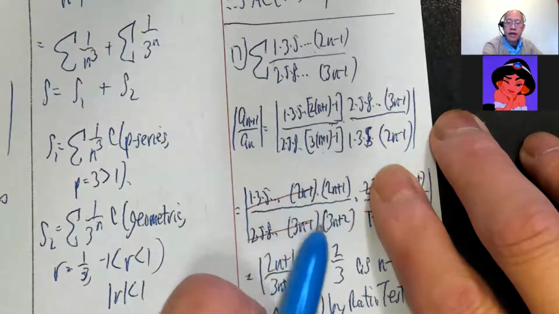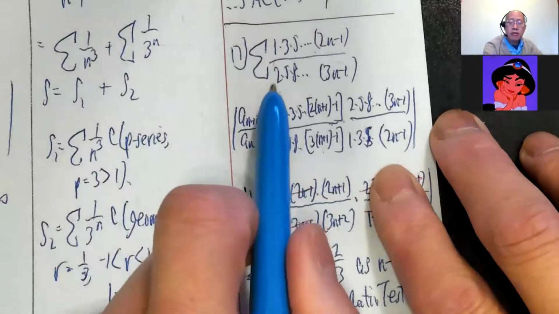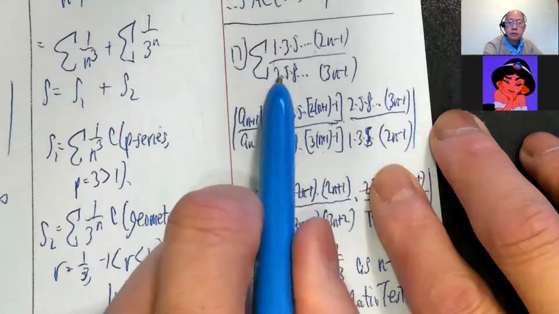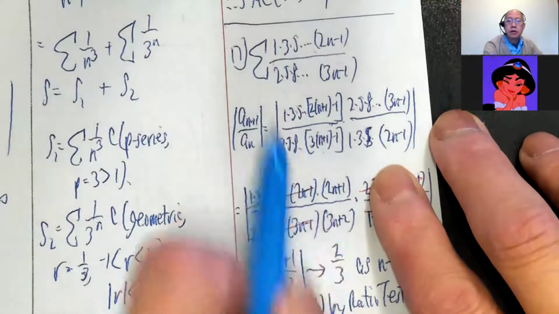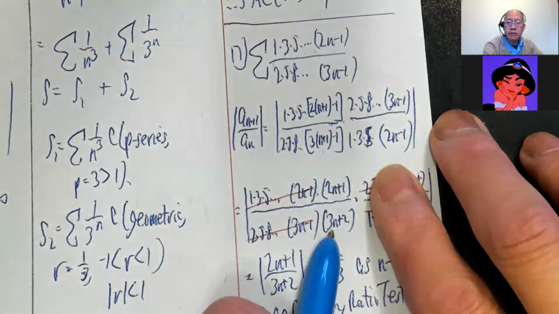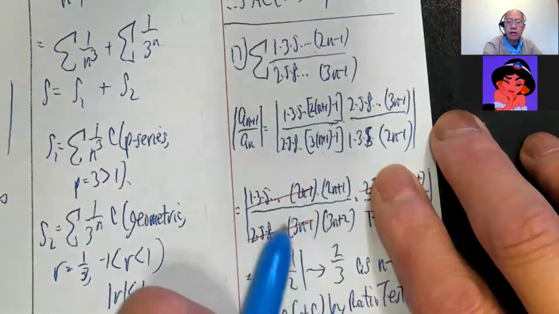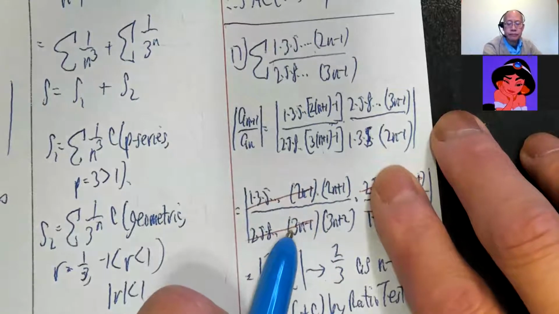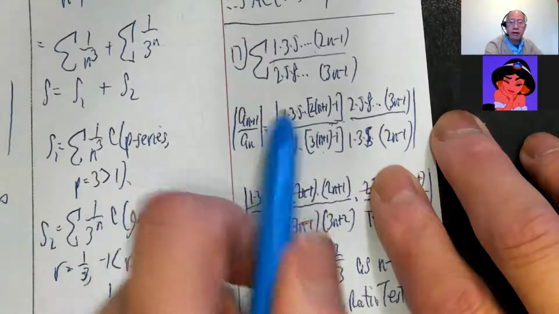Similarly, let's look at 3n plus 2. How far apart are these guys? 3 apart. So the factor just before 3n plus 2 is 3 less than that. So 3 less than 3n plus 2 is 3n minus 1. Okay, so again, it's just following the pattern.